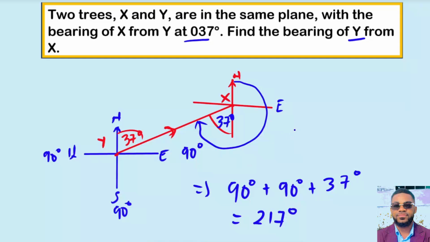Now, we know that we can use a formula to get the answer. I hope you're aware of that. And the formulas that we can use are either theta plus 180 degrees or theta minus 180 degrees.